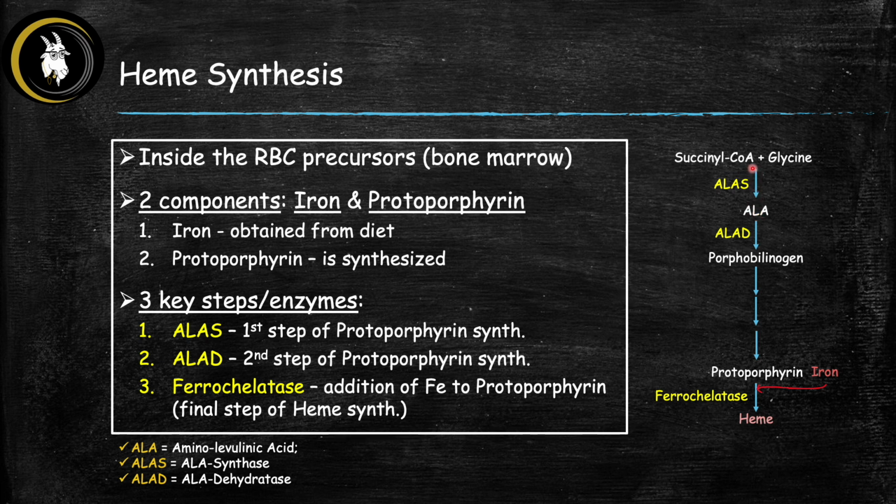Step 1 is succinyl-CoA coming together with glycine to form ALA, and this is mediated by the enzyme ALA synthase. And then ALA gets converted to porphobilinogen in step 2, and this is mediated by the enzyme ALA dehydratase. And then there are several other reactions that are going to go on after porphobilinogen until it finally becomes protoporphyrin. And then the final step of heme synthesis is that protoporphyrin and iron have to come together to form heme, and this is mediated by the third and final key step enzyme, which is ferrochelatase. So these are the three key enzymes that we need to know, because these are the three that are going to be problematic in lead toxicity and sideroblastic anemia.